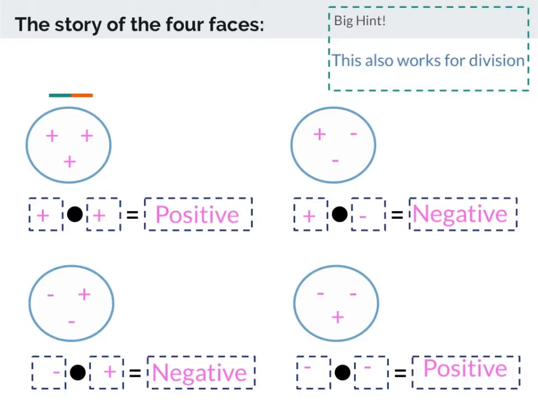So a positive times a positive is a positive. A positive times a negative is a negative. A negative times a positive is a negative. And a negative times a negative is a positive.